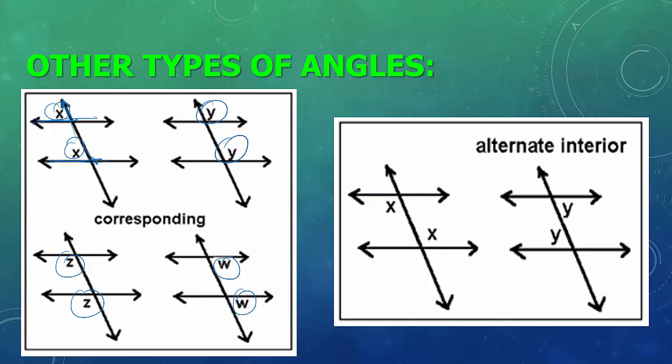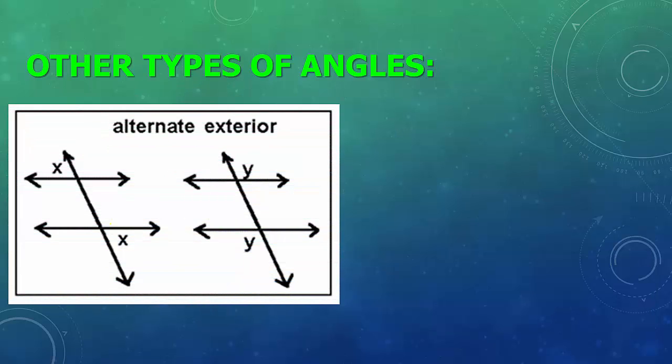Alternate interiors, so that means they're in between the two lines. Okay, these two parallel lines here, they're in between those lines, and they're on opposite sides of the line that cuts through them. So these are alternate interior, these are alternate interior. So remember, they're going to be on different sides of the single line, but in between the double lines.